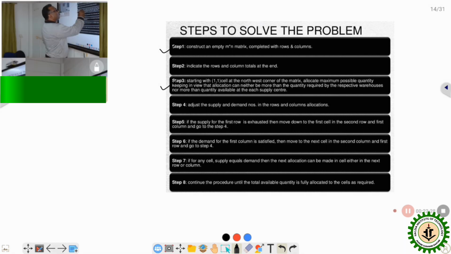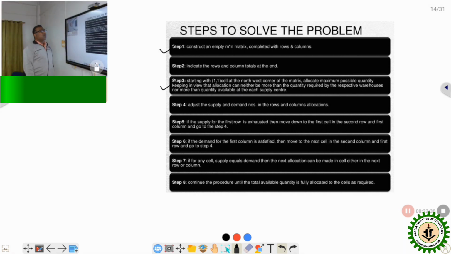Starting from the cell at the northwest corner of the matrix, we will go for the allocation. Now, in this process, what is the maximum amount we will allocate? I think these things will be more clear to you if I go through the problem. Let's see.